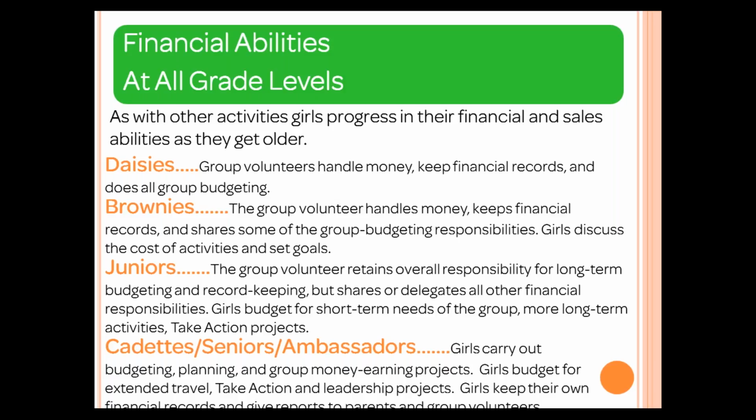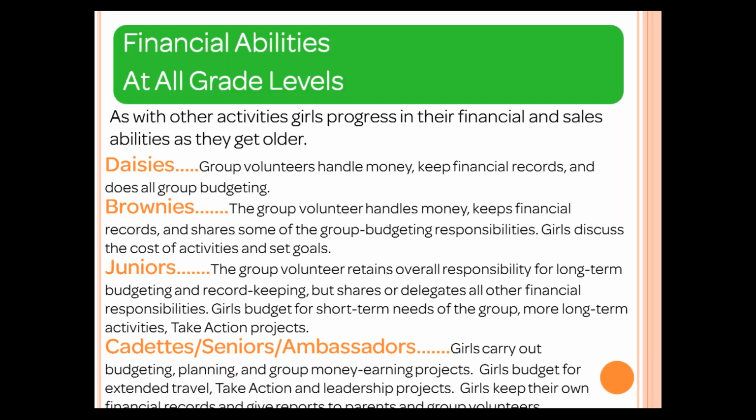Juniors: the group volunteer retains overall responsibility for long-term budgeting and record keeping, but shares or delegates all other financial responsibilities. Girls can budget for short-term needs of the group and more long-term activities and take action projects.